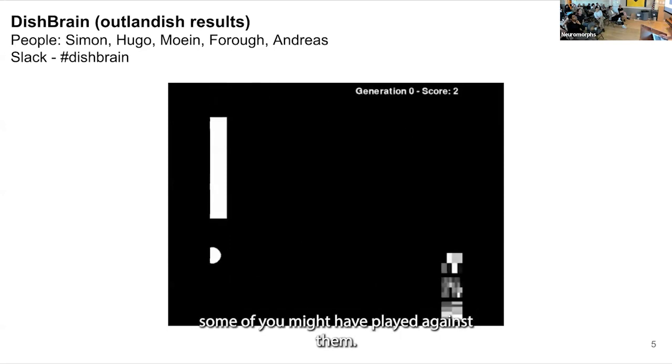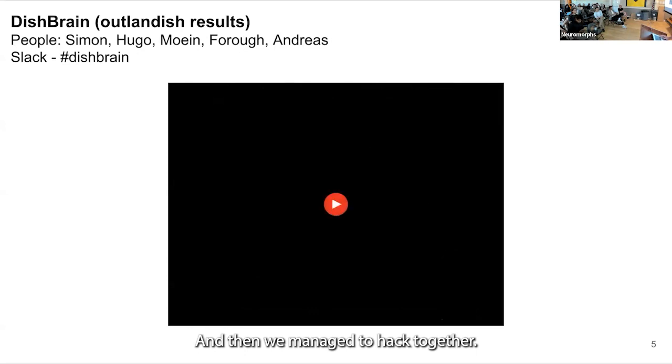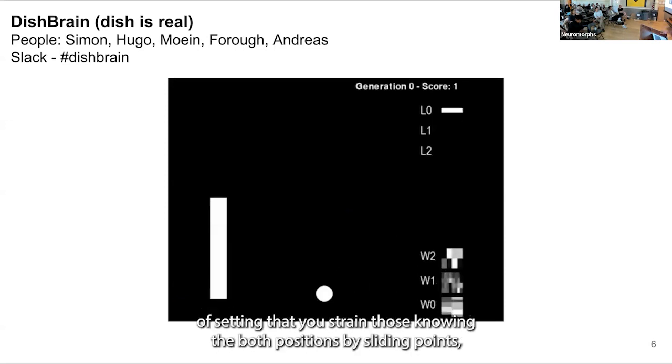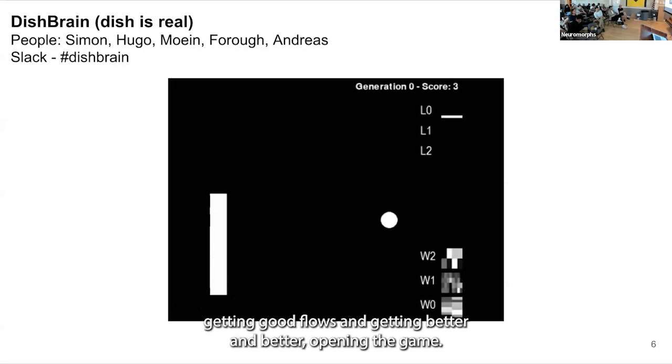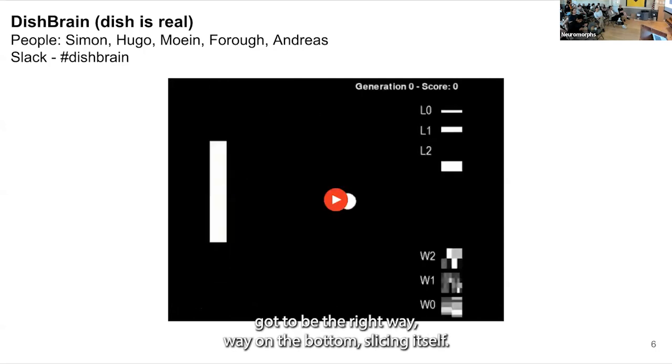Some of you might have played against them yesterday during demos. And then we managed to hack together yesterday a fully spiking neural network that learns with the same kind of setting that the dish brain does, knowing the ball's position, spiking, trying to get reinforced, and getting better and better at playing the game. And I think nobody managed to beat that yesterday. Weights on the bottom, spikes on the top. I'll play that one more time.